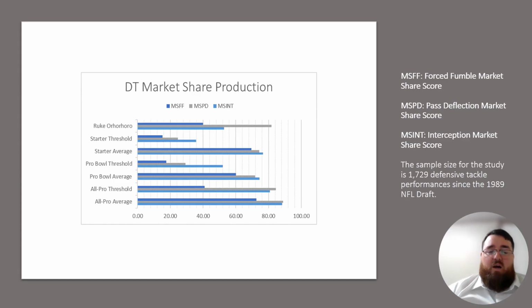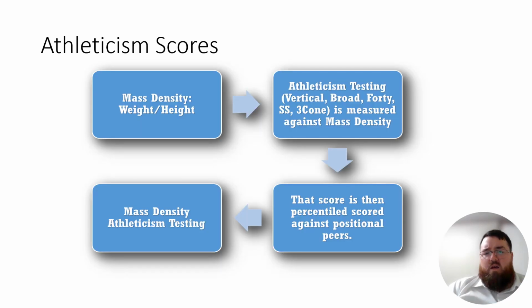Then, of course, you look at his other market share scores, his forced fumbles, pass deflections, and interceptions. He did well in terms of pass deflection data, not so well in terms of interception data or forced fumble data. And as you can see with the starter averages, the Pro Bowl averages, and the All-Pro averages, they usually average above, in terms of forced fumbles, pass deflections, interceptions, usually in the 60 to 70 percentile in those areas. Now, moving on to athleticism testing.